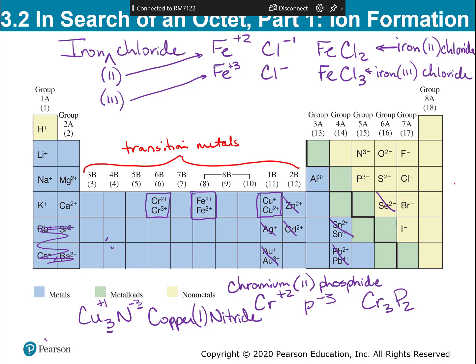You can't tell from looking at the top of the group. Looking at the top of chromium, 6B, that doesn't tell you anything about the charge, so you can't figure it out. Unlike the main group, the first 2 columns and the last 6 columns, where if you look at the group you can figure out how many valence electrons they have, you can't tell that from looking at the transition metals. So these ones you have to just remember. The only 3: chromium, iron, and copper.